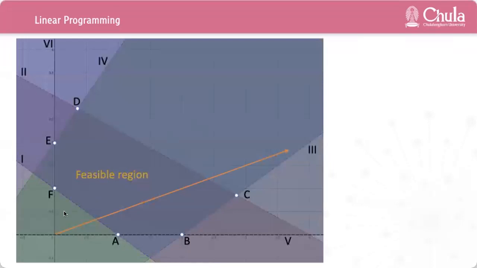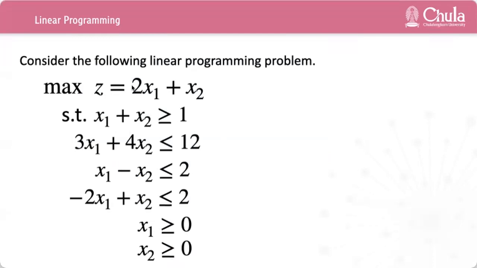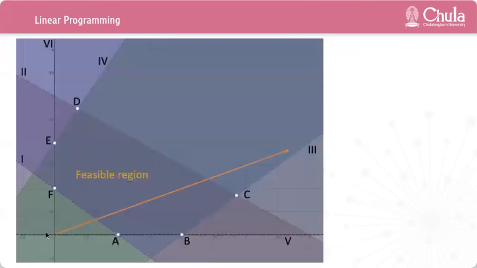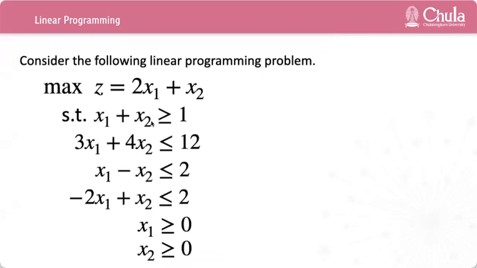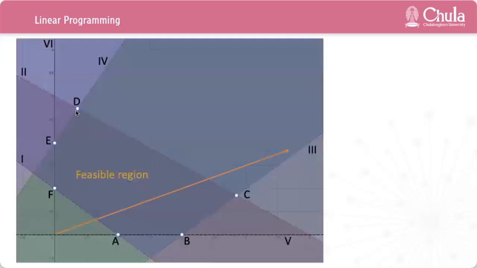For graphical technique, we draw the gradient direction of the gradient of the objective function first. 2, 1, right? From 0 to 2, 1, right? And then we draw the feasible region defined by all these constraints. So we have this region.